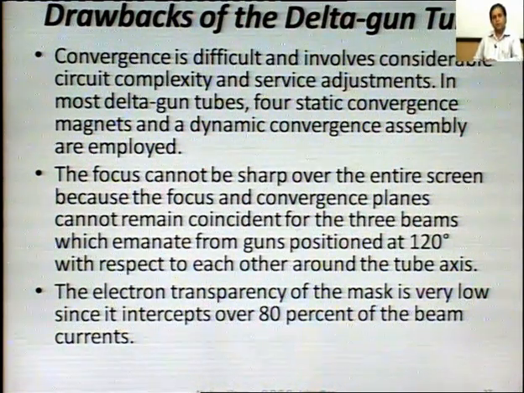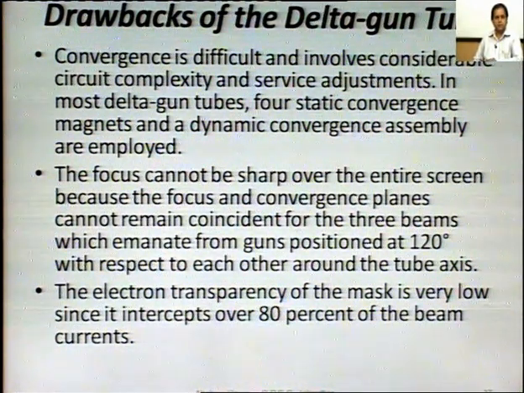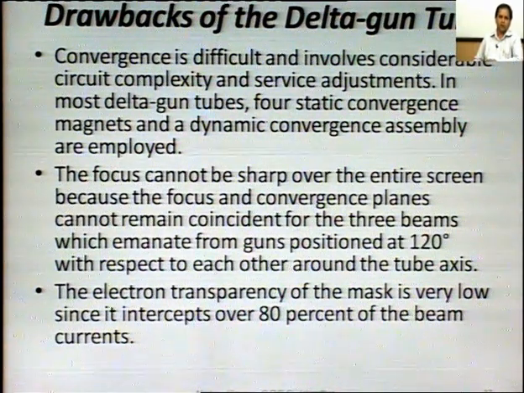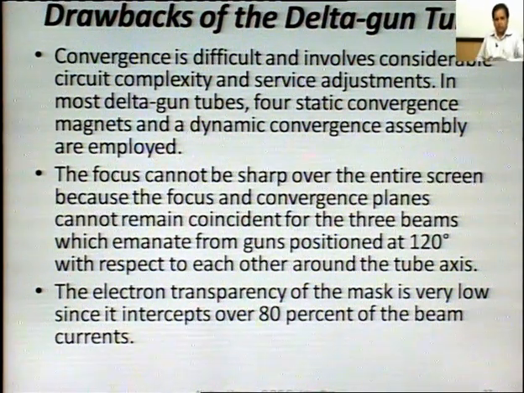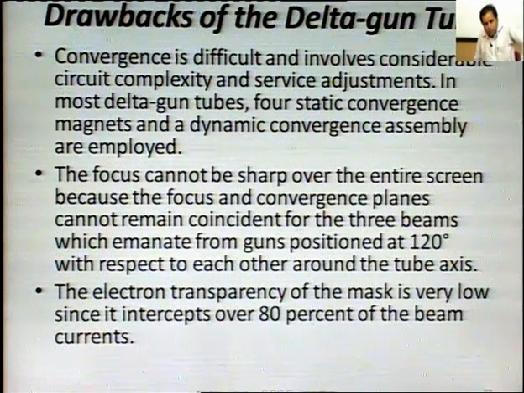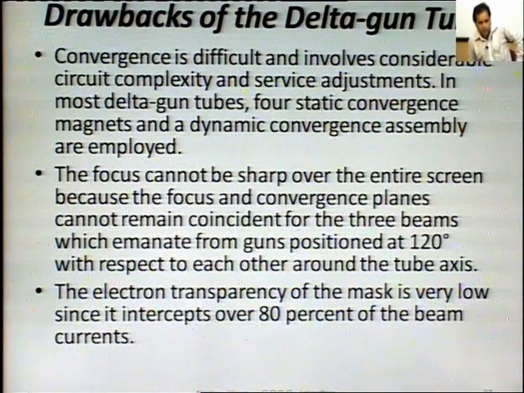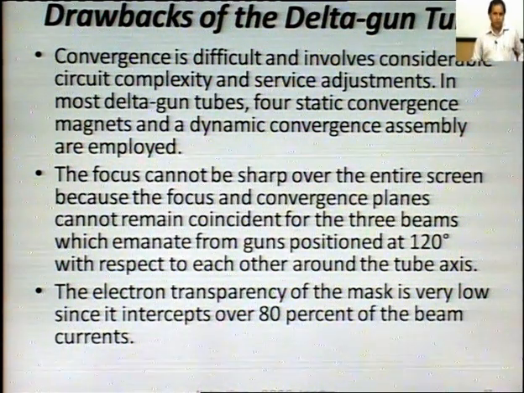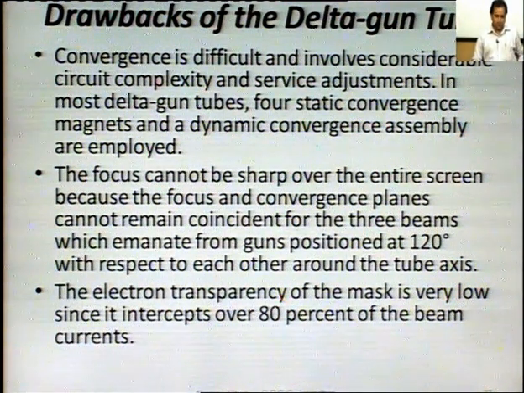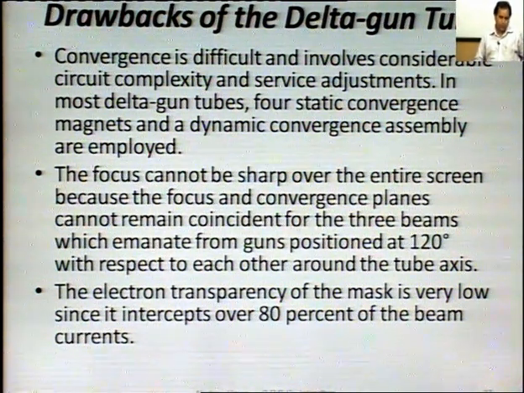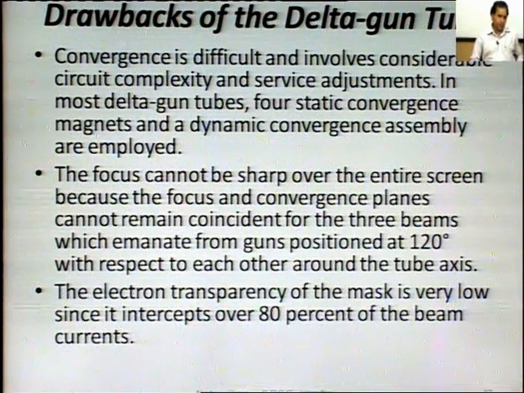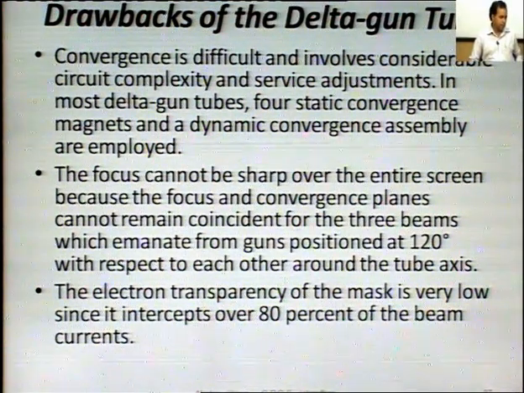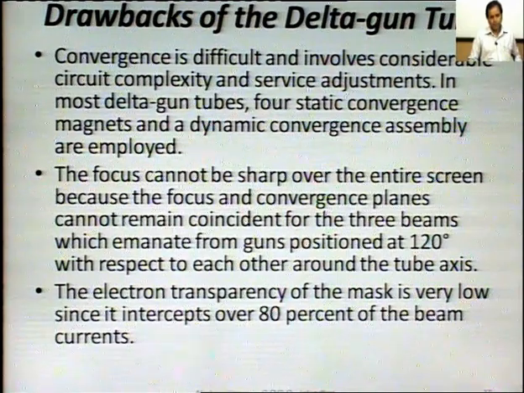Second, the focus cannot be sharp over the entire screen because the focus and convergence planes cannot remain coincident for the three beams, which emanate from guns positioned at 120 degrees with respect to each other round the tube axis. So this is also the same point. Convergence is a problem, and it cannot be coincident throughout the screen.